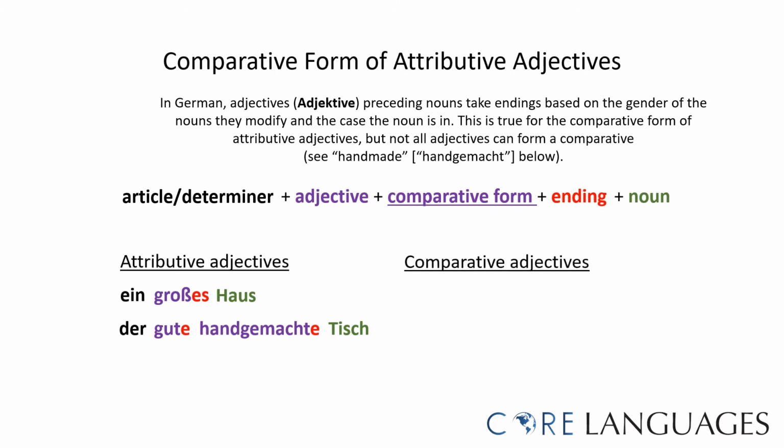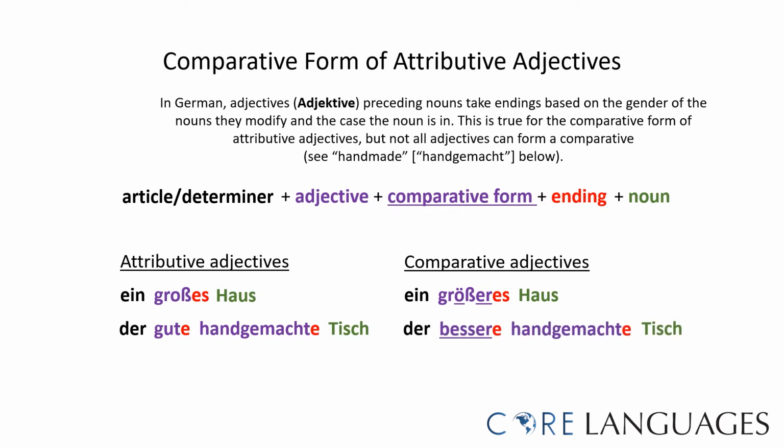Now watch what happens to the comparative adjectives that are attributive. Ein größeres Haus. The comparative adjective is größer, and we added the ending es for the neutral nominative noun with the indefinite article.